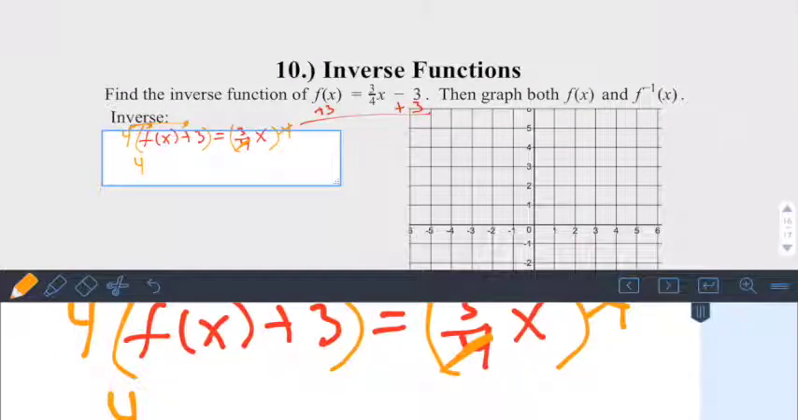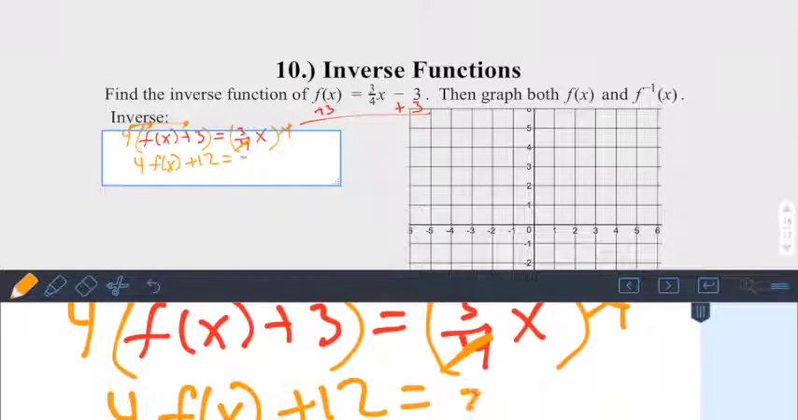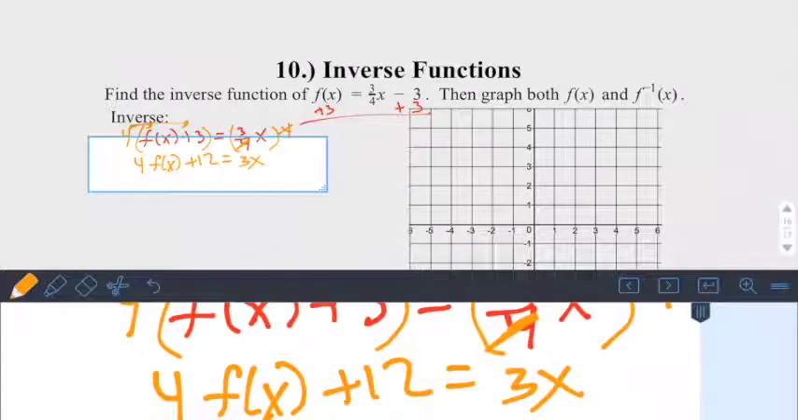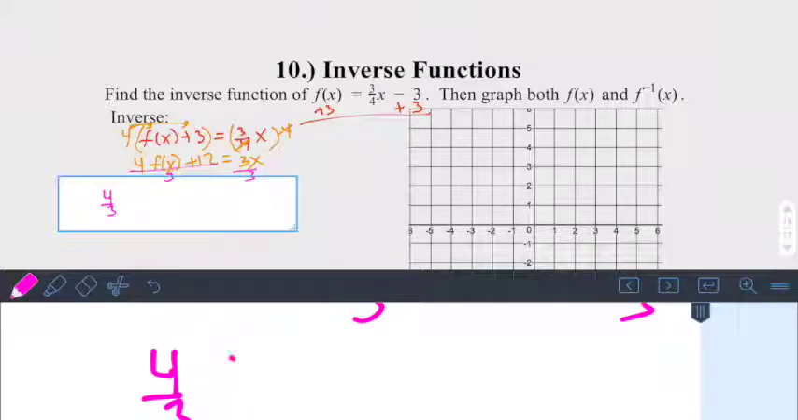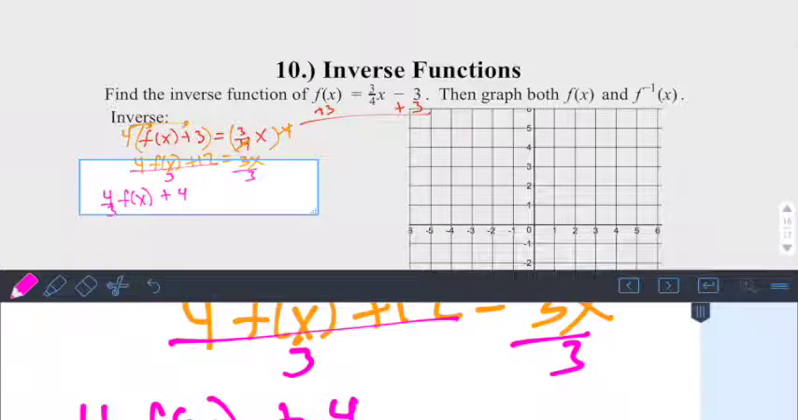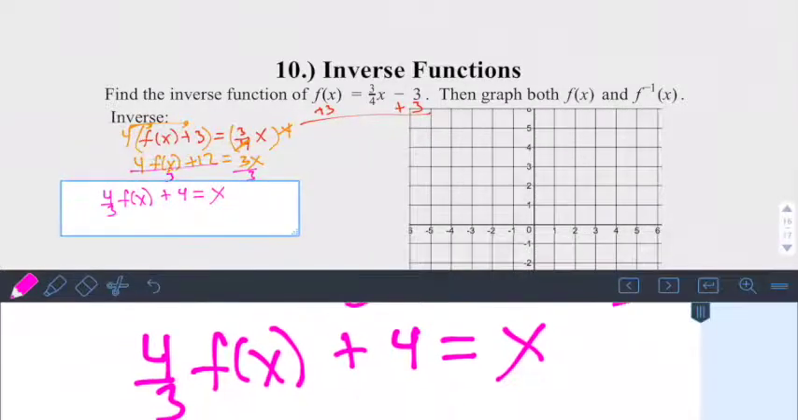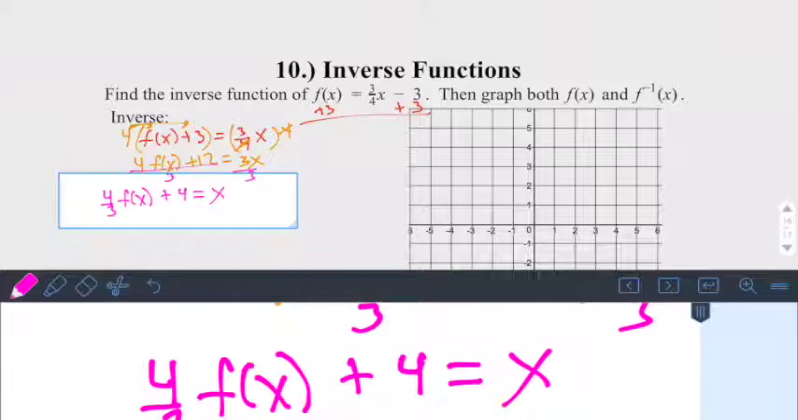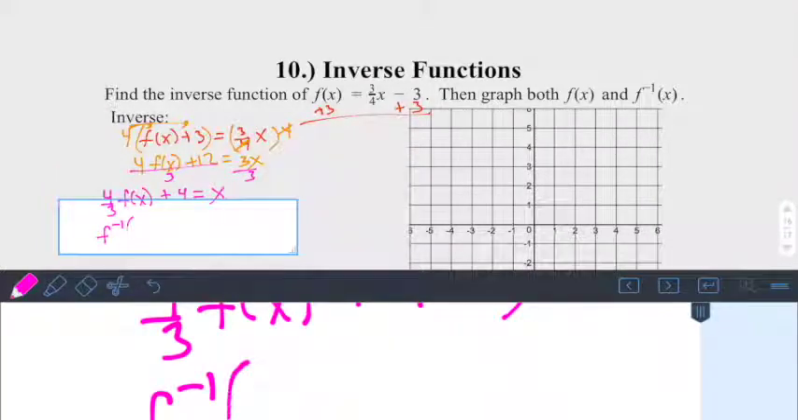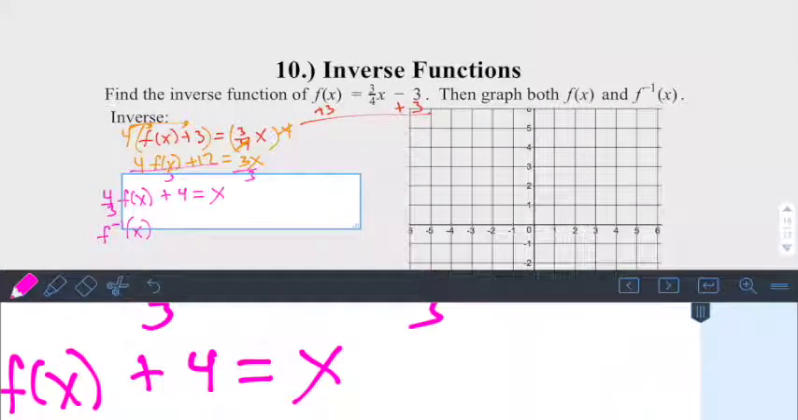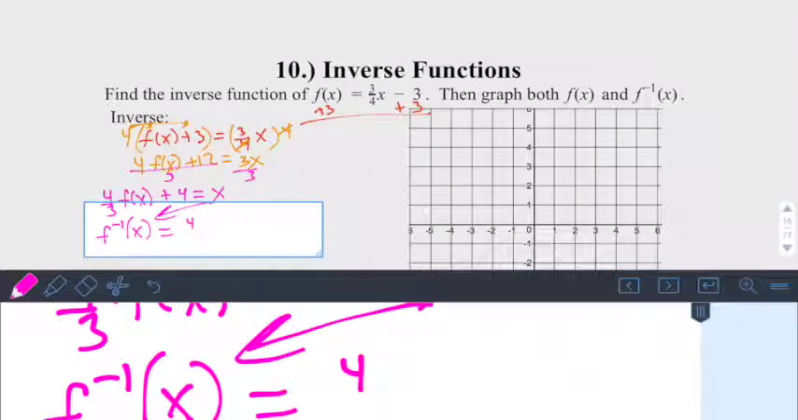So 4 times f of x plus 12 equals 3x. And now I can divide both sides by 3, which makes it a little easier to see. So divide everything by 3. So 4/3 times f of x plus 12 divided by 3, which is 4, equals x. Now I'm going to change my notation a little bit. f inverse of x equals 4/3 x plus 4.